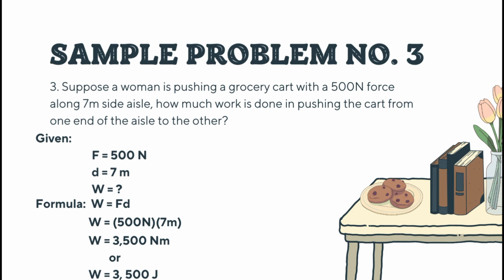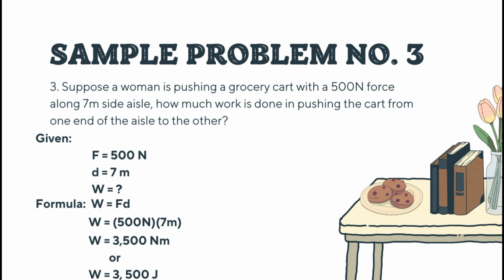Again, to calculate the value of work, first, let's get all the given values in our sample problem. Force is equal to 500 Newton, displacement is equal to 7 meters, and again, the value of work is the missing value. After we get all the given values, let's proceed with the correct formula. The correct formula for the value of work is W equals F times d, or force multiplied by displacement.